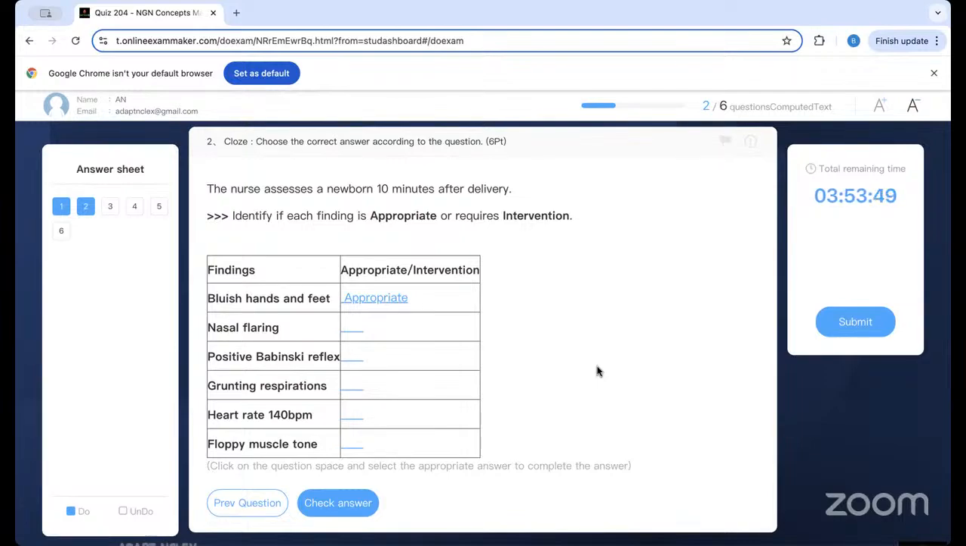Nasal flaring, what do you think? When you see nasal flaring in a 10-minute-old baby, that means they have respiratory distress. This requires some intervention.